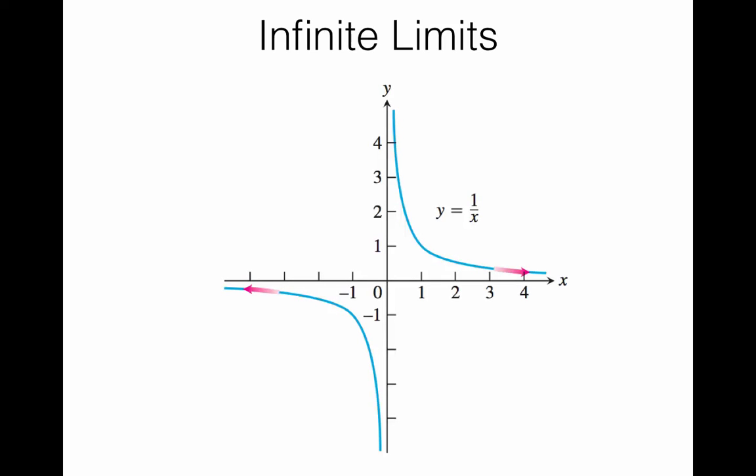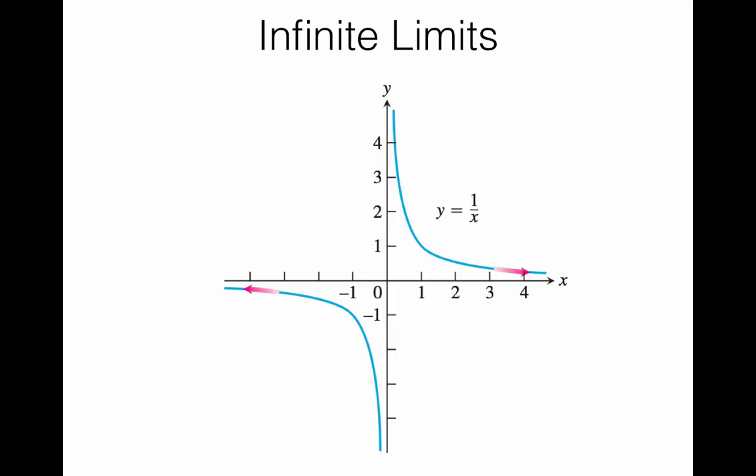Consider the graph of the function 1 over x. We already looked at the fact that the limit as x approaches infinity or negative infinity is 0. In other words, the x-axis is the horizontal asymptote of this graph. But this graph actually has another type of asymptote called a vertical asymptote. This occurs when the y-coordinates of the function's values get arbitrarily large. This happens at x equals 0.